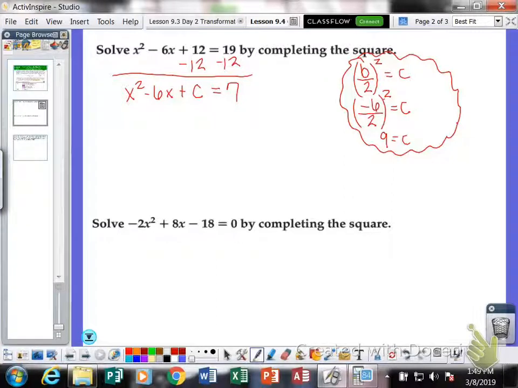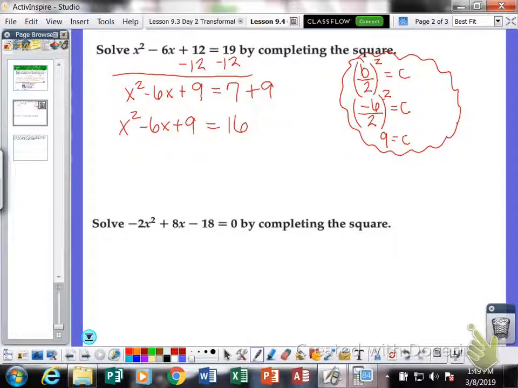So now I want to replace the c with 9. But this is an equation, which means it has to balance. I just replaced c with 9, so I have to add 9 to the other side. So now what I have is x squared minus 6x plus 9 equals 16.